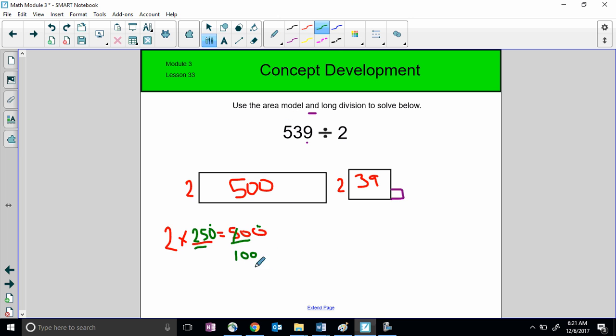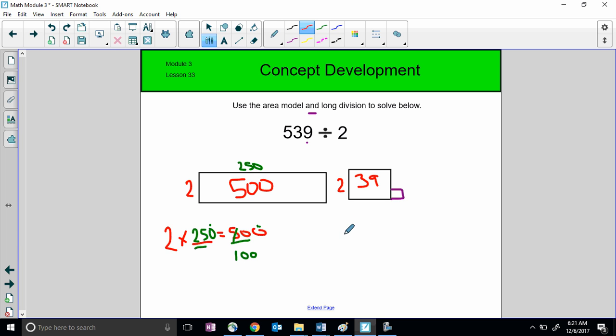But did you see that I didn't have to connect that 2 went into 50 25 times? I had to connect, well, I know I can get 2 groups of 2 out of this, 2, 4. So I subtracted not 4, but 400, because I'm talking about the hundreds place value. So look, now we're going to 39. So we're at 250 right here.